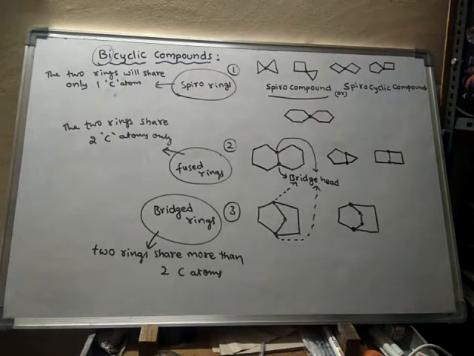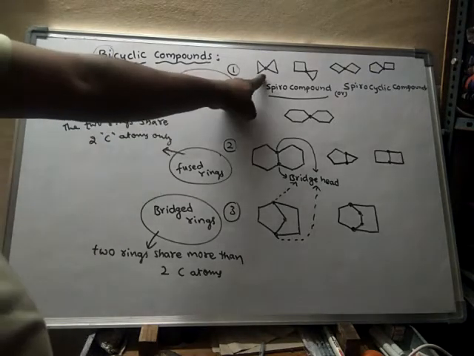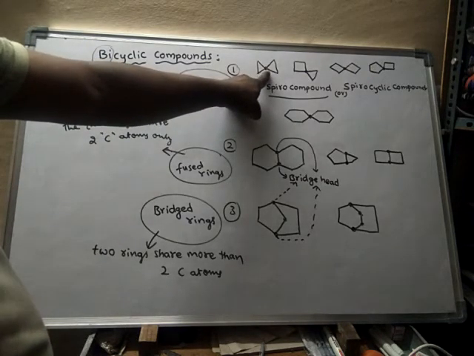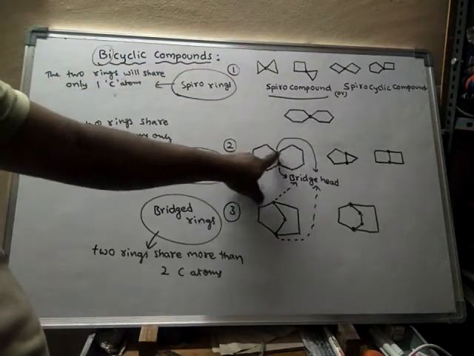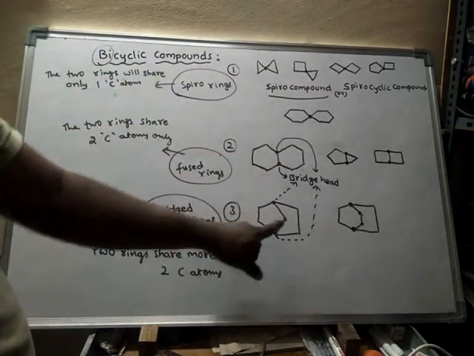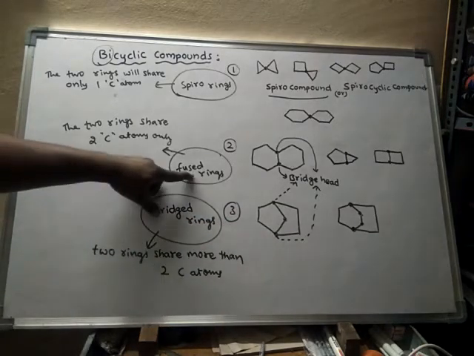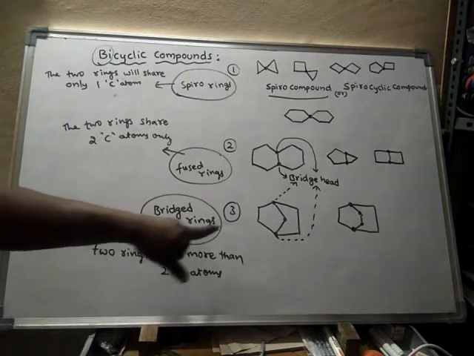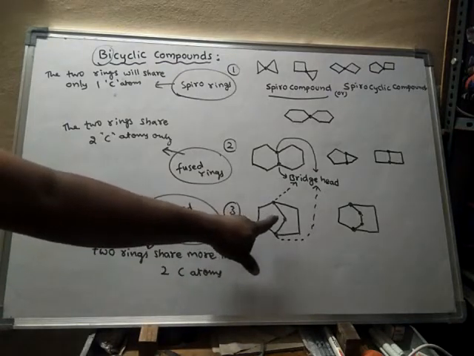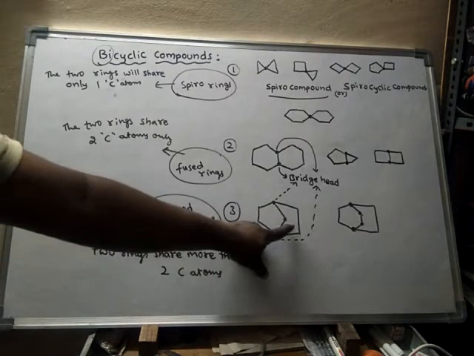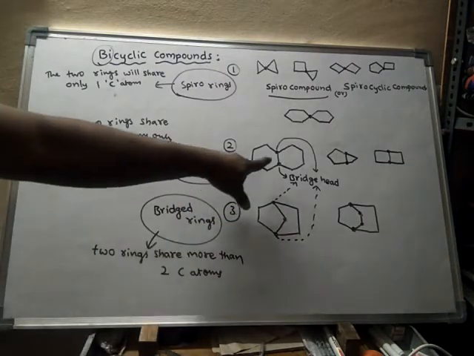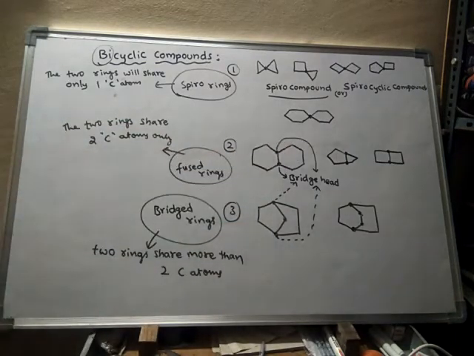So like this, there are 3 basic types of bicyclic compounds based on how the rings are connected to each other. In this, the rings are connected by a single carbon. In this, the rings are connected by 2 carbons. In this, the rings are connected by more than 2 carbons. Such compounds are said to be bridged compounds. In bridged rings, more than 2 carbons are shared by 2 rings. In fused rings, only 2 carbons are shared.